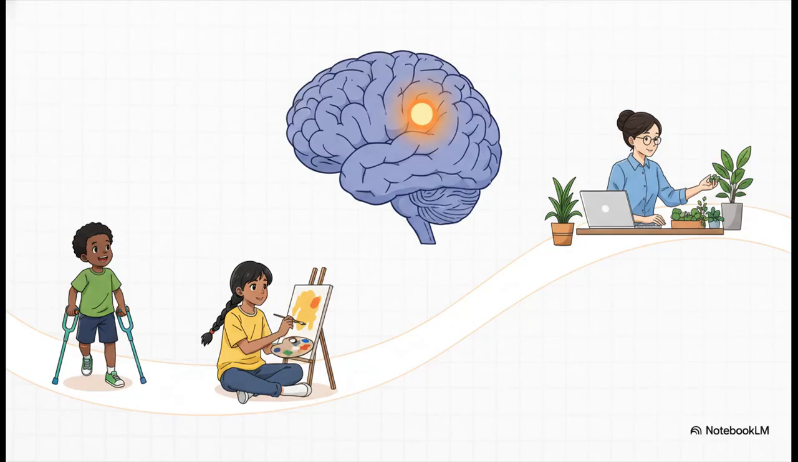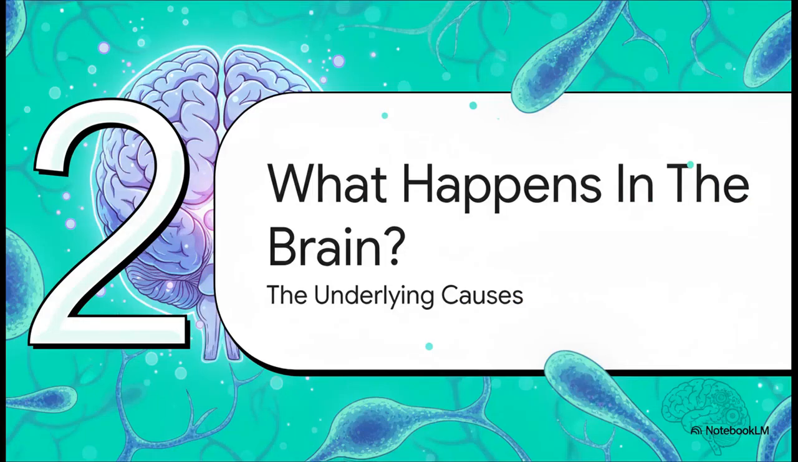Now this next point is so important because it busts a really common misconception. Ready? It's non-progressive. That means the original injury to the brain doesn't get worse over time. Now, don't get me wrong, a person's symptoms can change as they get older, but that underlying cause, it's stable. So that leads to a pretty obvious next question, right? If it happens in the developing brain, what's actually going on in there?